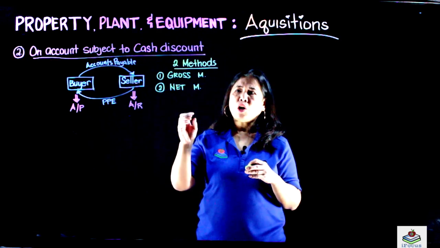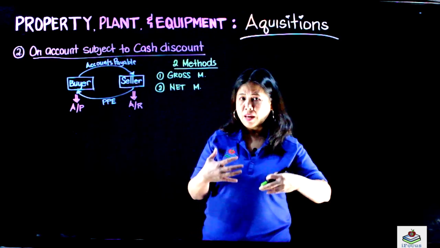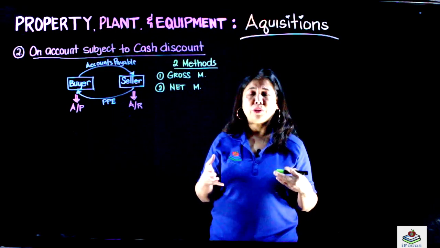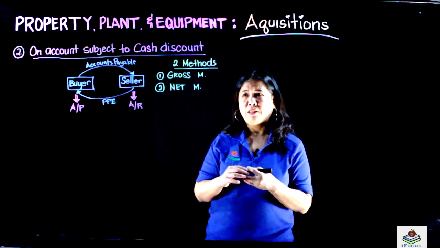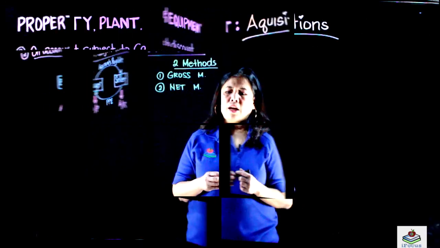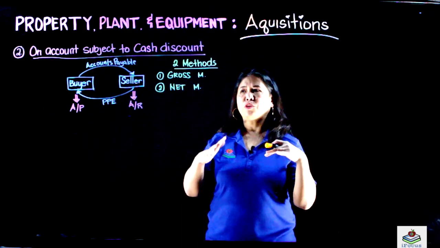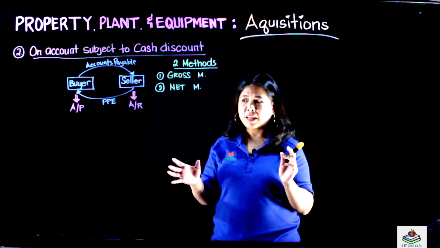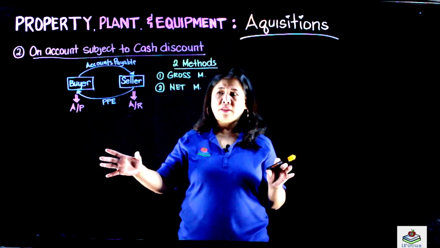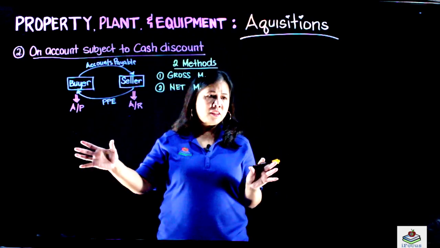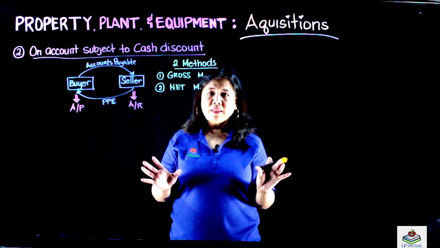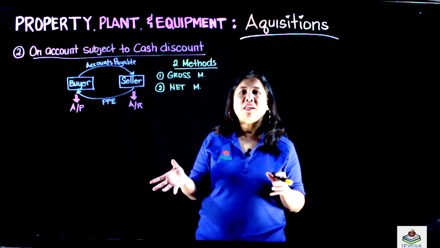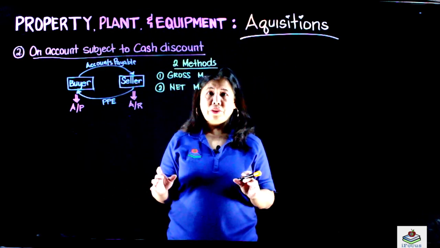So, kapag gumamit ka ng gross method or the net method, parehas bang kanilang entry or parehas lang ang kanilang end result of the PPE? Yan ang ating aalamin dito sa on-account subject to cash discount. So, para maintindihan natin itong on-account subject to cash discount, magbibigay ako ng practice questions at isusulat natin ang ating journal entries using the gross method and the net method. Tapos, para makita natin side by side ang kanilang mga entries at doon natin madidetermine kung parehas ba sila ng end result of the cost of the asset.